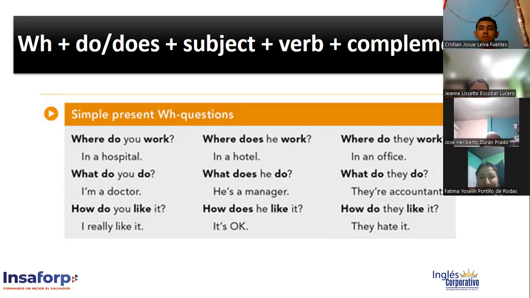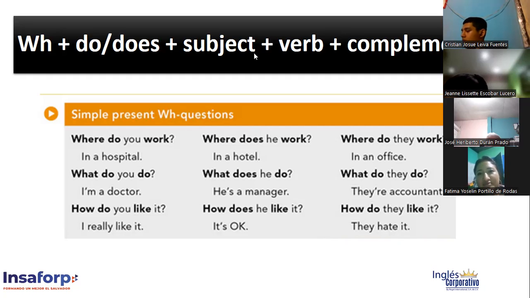Fatima, you also raise your hand. Okay, Fatima Yoselin. Where do you work? I am in a beauty salon. Okay, you say, I work in a beauty salon. What do you do? I am a stylist. Okay, I'm a stylist. You can also say, do you work with the hair? Yes. Okay, you can say, I'm a hairdresser. También puede decirlo así. I'm a hairdresser. How do you like it? I love it. Oh, good.